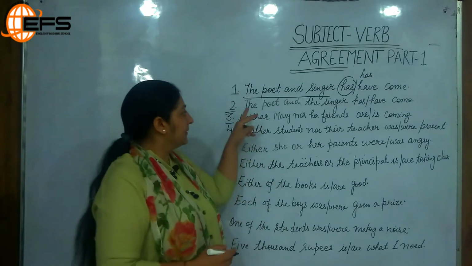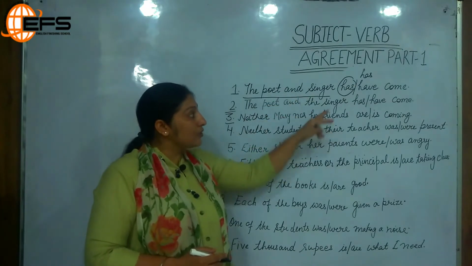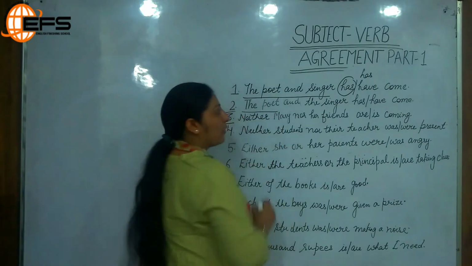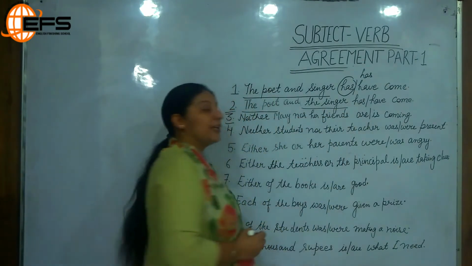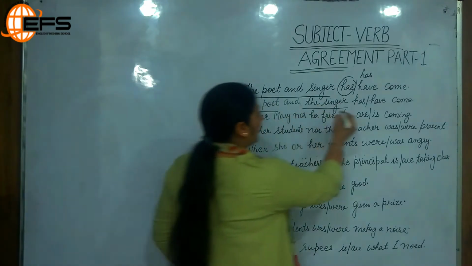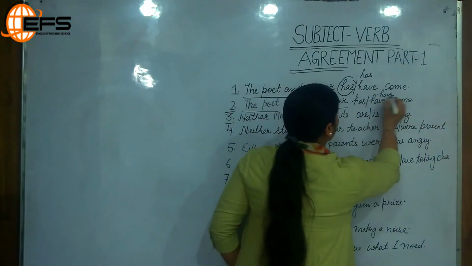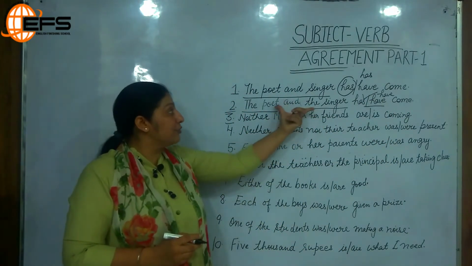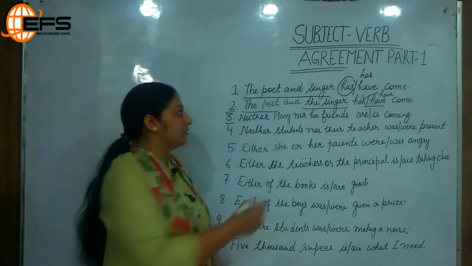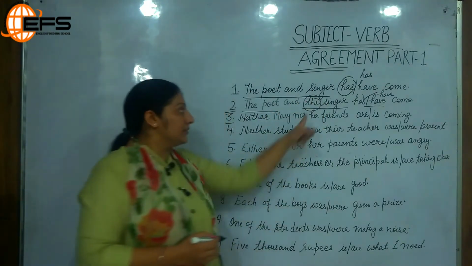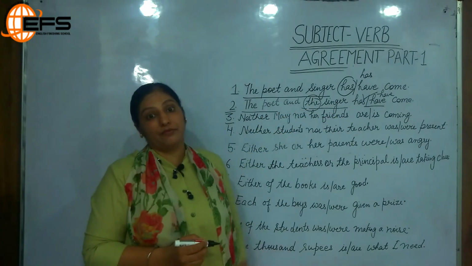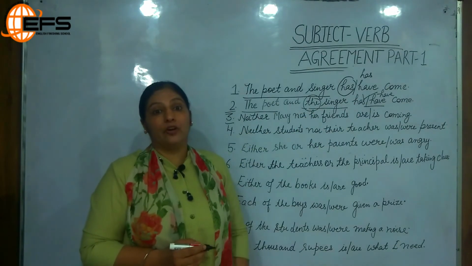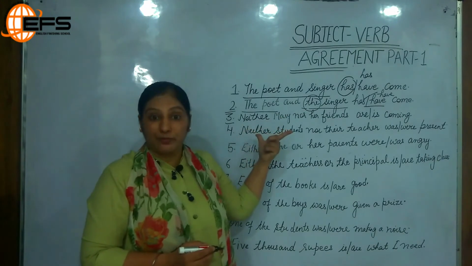Second sentence. The poet and the singer has or have come. Now here the poet is one person, the singer is a second person. So we are talking about two persons here. So we will use have, that is a plural verb here. Now how do we come to know that there are two persons here? Just with the presence of this article, the, makes us know that we are talking about two specific individuals. One is poet and one is singer. And we will choose a plural verb according to the subject because we are talking about two people.